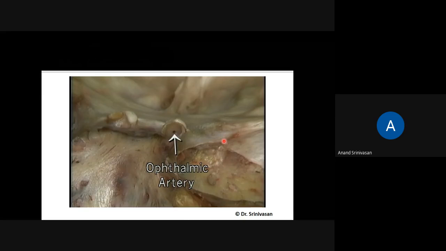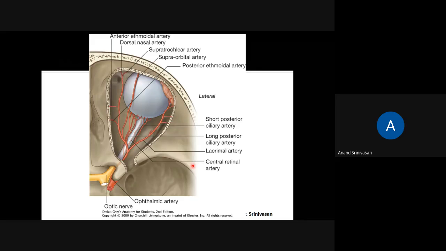Coming to the blood vessels. Here you can see this is the optic nerve, which is coming from the eyeball, and inside this optic nerve there is a small opening. This small opening is nothing but the ophthalmic artery. So this is the eyeball, and this is the lacrimal gland. Mainly in this picture you need to remember the optic nerve and the ophthalmic artery. The others are not required.